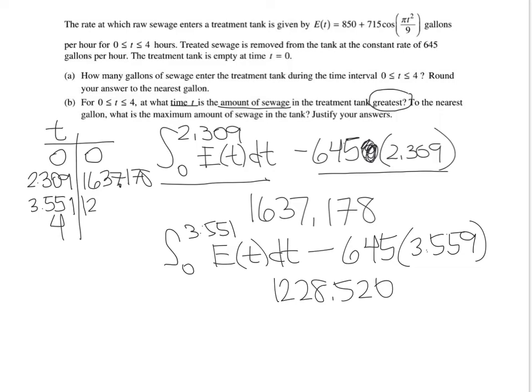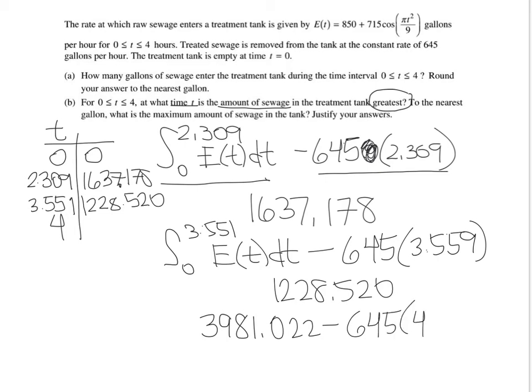So you can see what I'm doing here is justifying. This is the justification process to prove which value is the maximum. And then I repeat this for 4. In that answer, we know that the total amount that's entered, because we did this in part A, is 3,981.022. And then it would be minus 645 times 4. And that comes out to 1,401.022. So now I can clearly see that the maximum occurs at 2.309 hours.